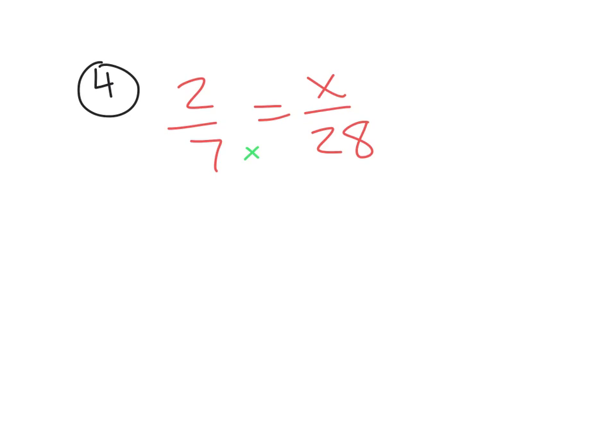What times 7 gives you 28? 4. 2 times 4 is what? 8. So x equals 8. So when it's simple math, that's what mental math is. You can just go, well, 7 times 4 is 28, so 2 times 4 is 8, done.